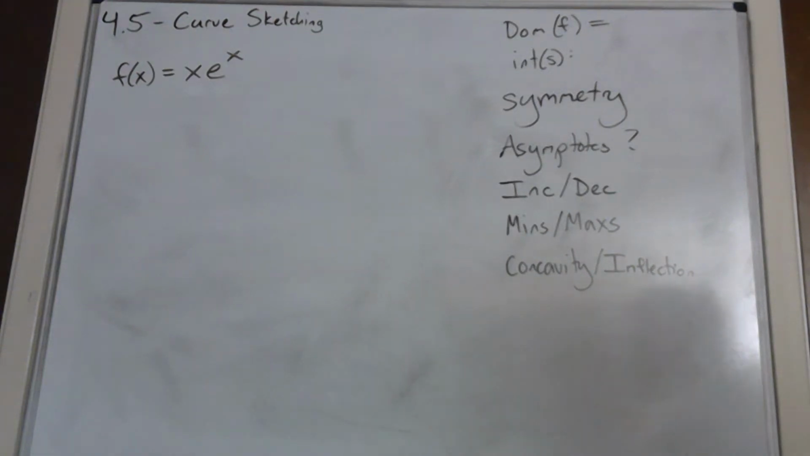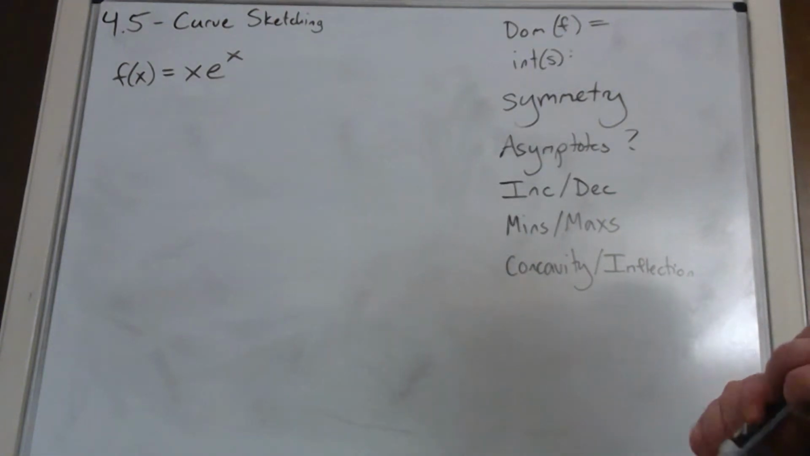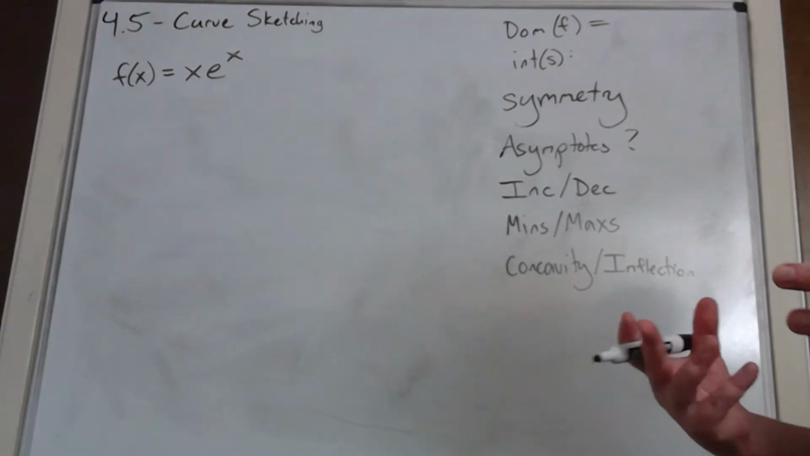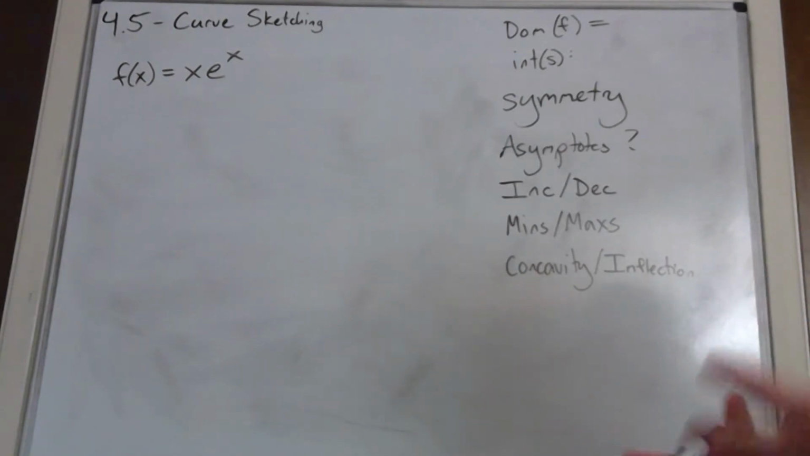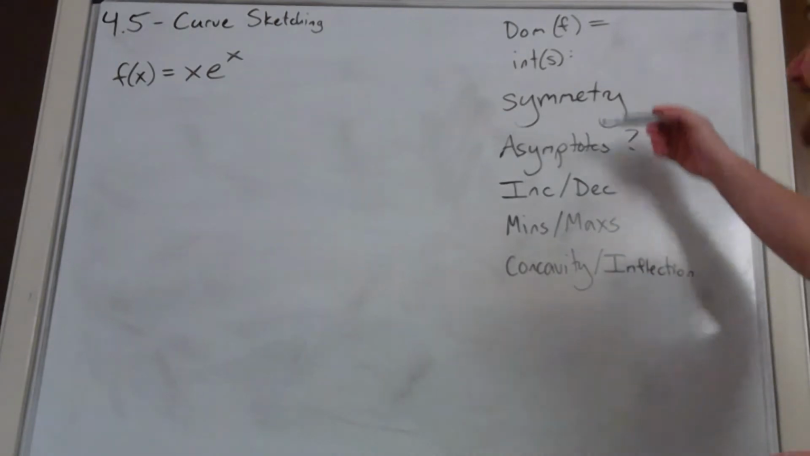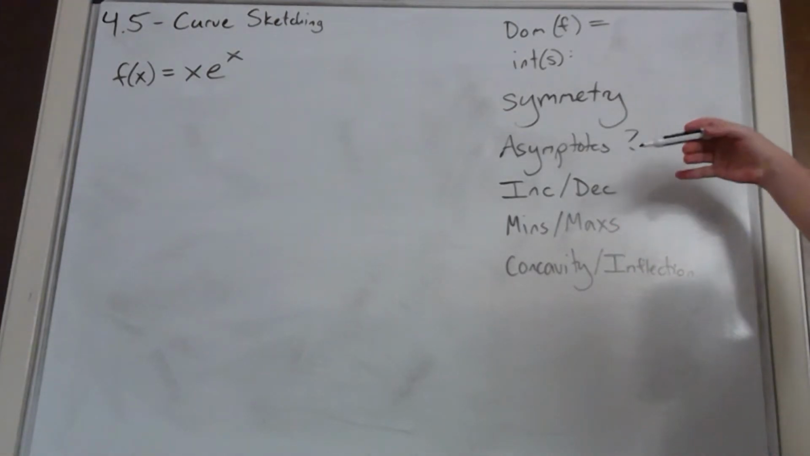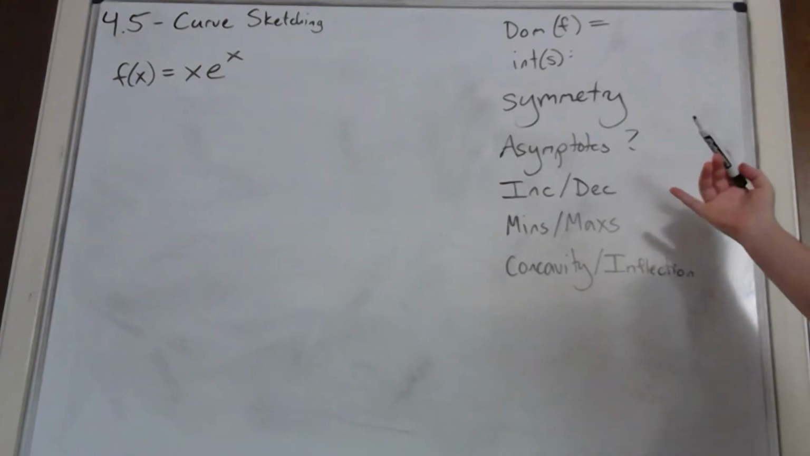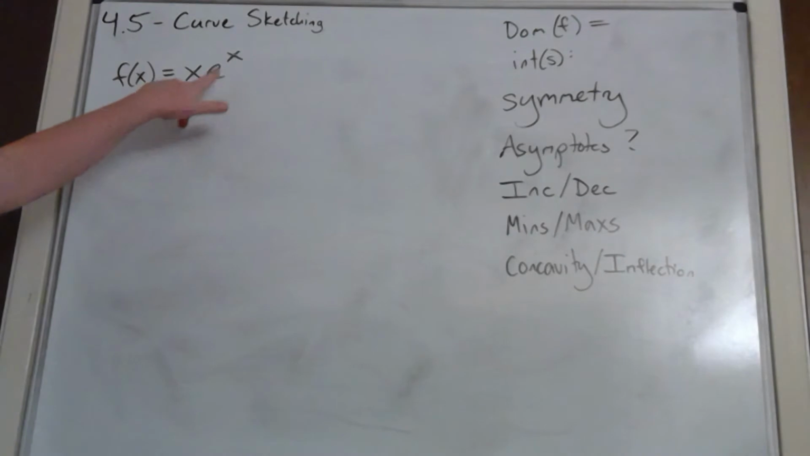Okay, folks. Section 4.5 is called a summary on curve sketching. So it's basically summarizing, putting together all the concepts that we've learned thus far, finding all these things associated with a graph. And then what we want to do once we find them all is build the graph, right? Draw it, sketch it. So that's the idea. So this is an interesting function, x times e to the x.